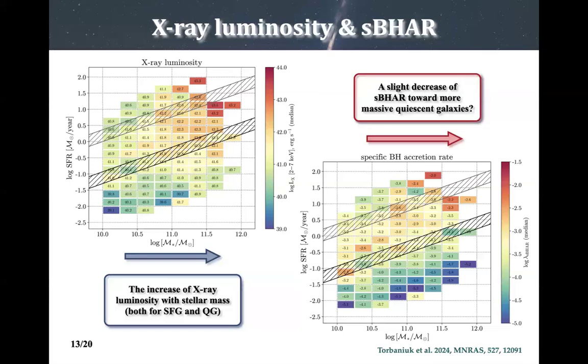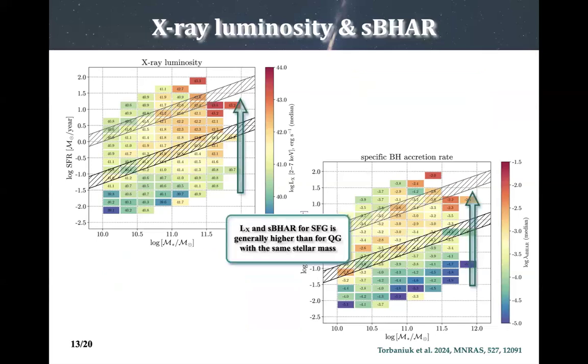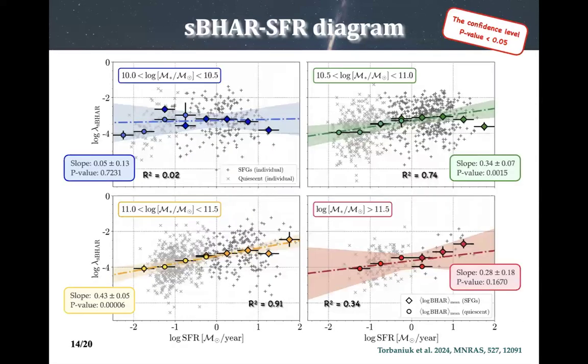But in the case of black hole accretion rate, we don't see this. We don't have an increase with the stellar mass, but instead a slight decrease with the stellar mass for quiescent ones. But for sure, we see that the population of quiescent galaxies has, on average, lower X-ray luminosity compared to the star-forming ones, and the same trend for black hole accretion rate. So we decided to check it.